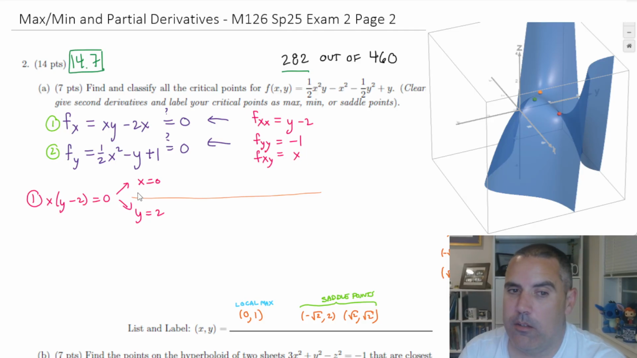So from here, these are completely separate. This does not mean you put 0 and 2 together. People are still making this mistake. You don't even start to think about critical points until you've substituted one fact into the other. And we haven't done that yet.